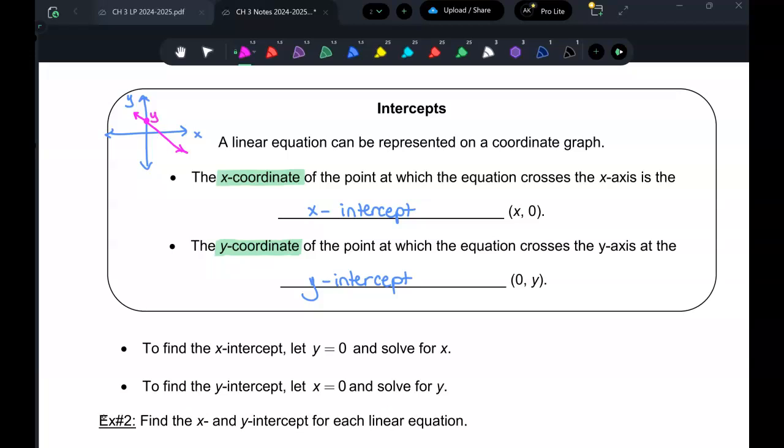Isn't it like longitude and latitude? Not for these, but it looks like the exact same as what we're doing in Earth science. And this one, where it crosses the x-axis, this would be the x-intercept. Okay?